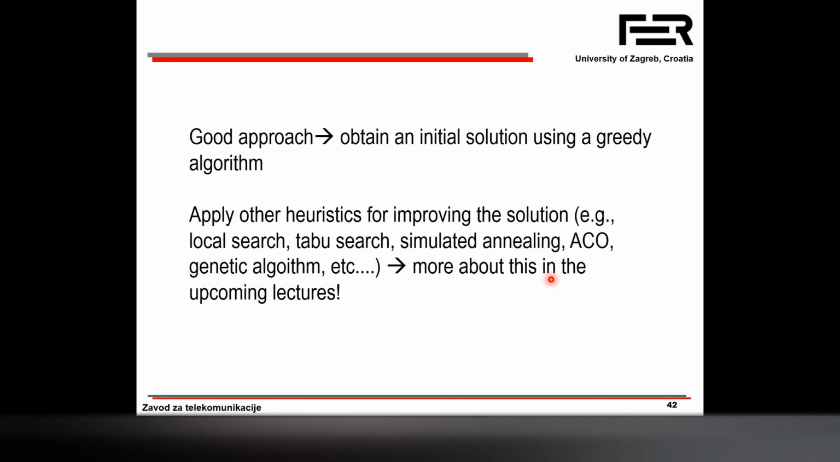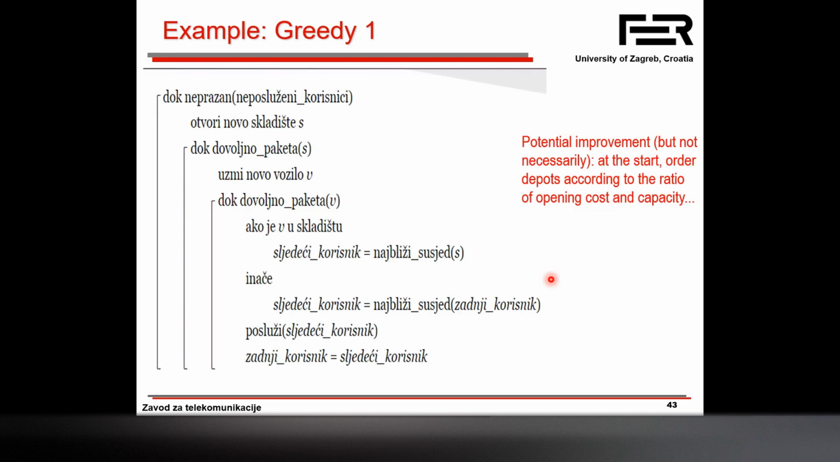So people used different approaches, but as I said, a good approach was to start with finding an initial solution using a greedy algorithm. Okay, the pseudocode is in Croatian. It's okay. I assume you all know Croatian. So here it was just the simple greedy algorithm.